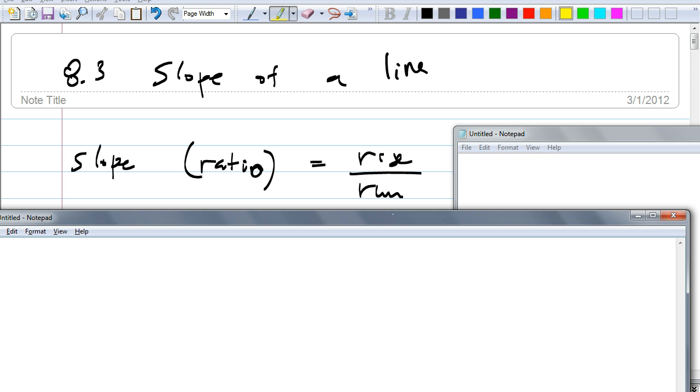So please, a lot of people make that mistake of thinking, you know, x comes before y, so they use the x as a numerator. That'll be wrong. It's rise over run. Therefore, you have to have the y's on the numerator and x's on the denominator. Let me write that down for you.